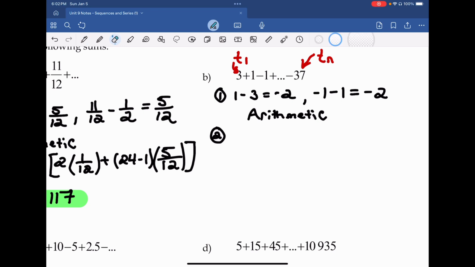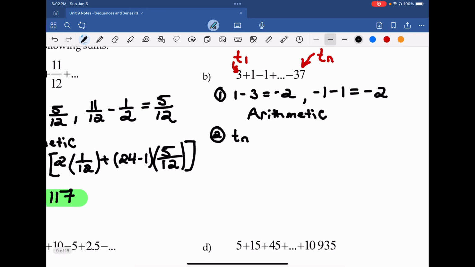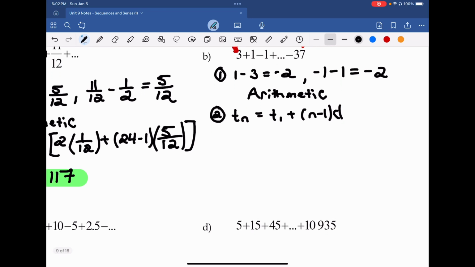So now I'm going to pull this formula. It's one of our arithmetic formulas. Tn is equal to T1 plus n minus 1 times the common difference d. In this situation, we know a couple of things. We know the common difference, we know Tn, we know T1, so we actually have a lot of info. I'm going to go -37, which is Tn, is equal to 3, which is T1, plus n minus 1, which we don't know, times the common difference of -2.